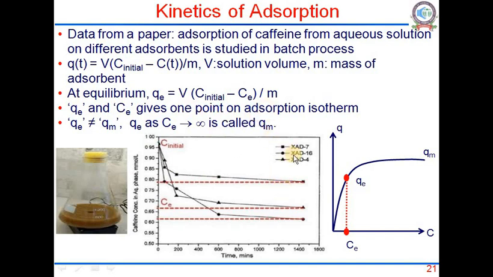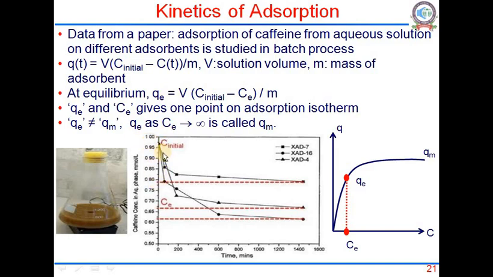So if you take, let's say for example, XAD7 as an adsorbent, the concentration as a function of time changes like this. So what we get is at equilibrium, after a very long time, this concentration is what remains in the solution at equilibrium. This difference multiplied by the volume is what has gone onto the adsorbent material, divided by M, which tells you how much is the adsorbed amount per unit mass of the adsorbent.